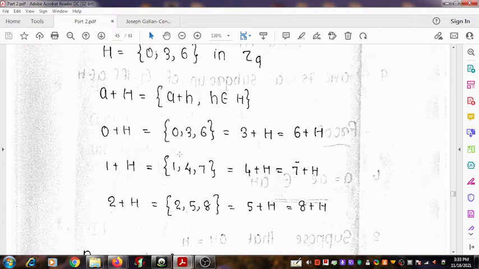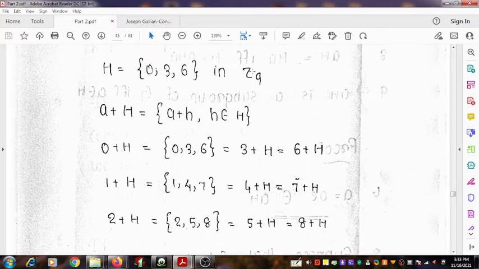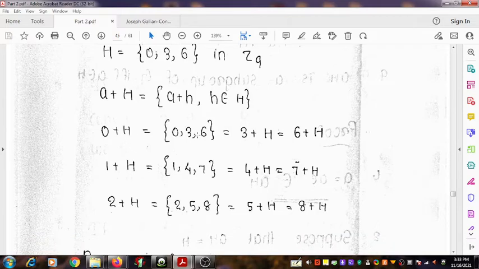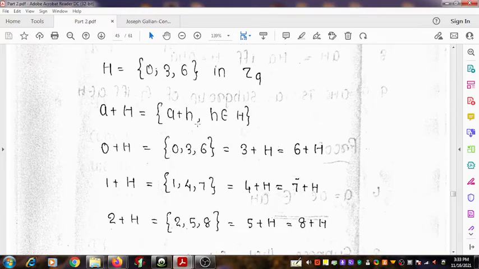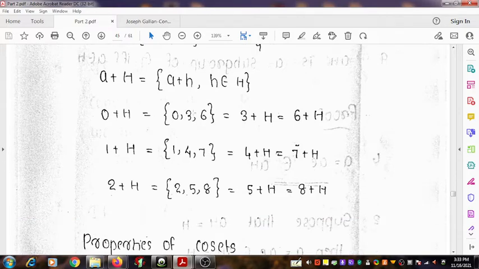Therefore in this line we can define 0. 0 is the least element in Z9. So 0 plus H we can define. 0 plus H is equal to 0 plus 0, 0; 0 plus 3, 3; 0 plus 6, 6. So that is the first coset, the first left coset which is obtained.